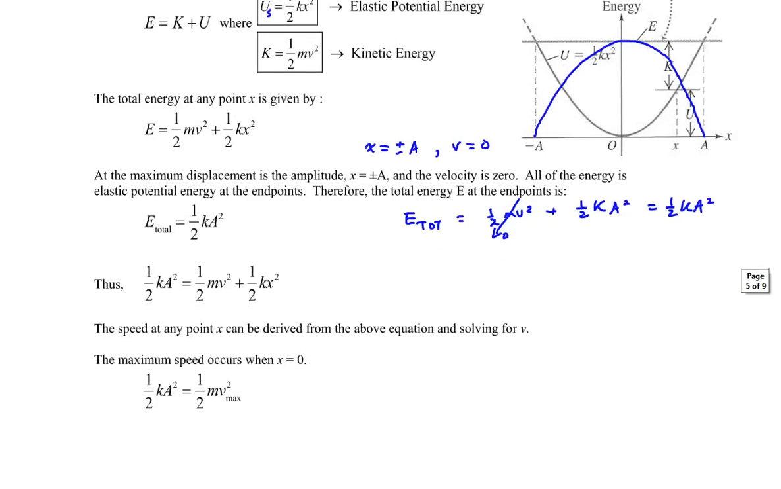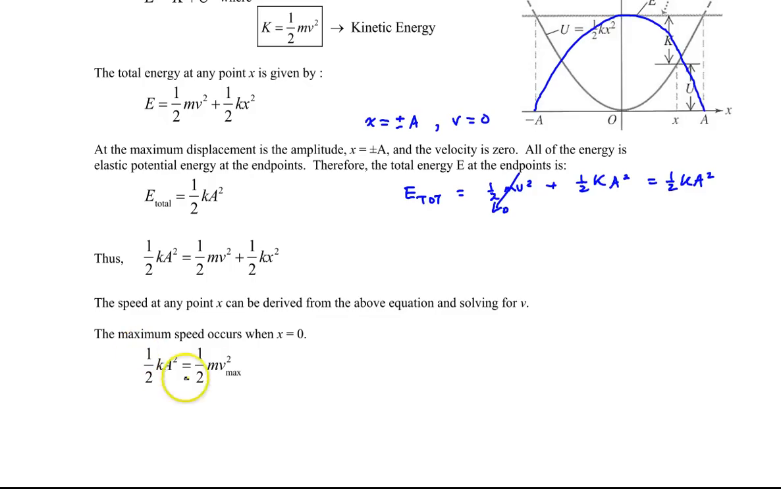Okay, so you can determine the maximum velocity, that would occur when the position is 0. So if you take the equation above, set x equal to 0, this term disappears, and then the kinetic energy at equilibrium will be equal to the total potential energy at the endpoints, and then you could solve, say, for the velocity if you knew the amplitude and the spring constant and the mass. Okay, so let's put this to practice with the next question.